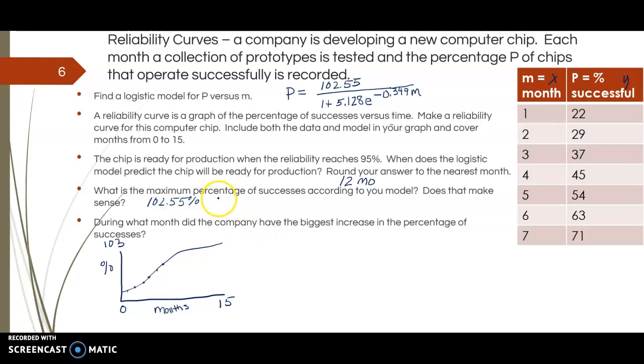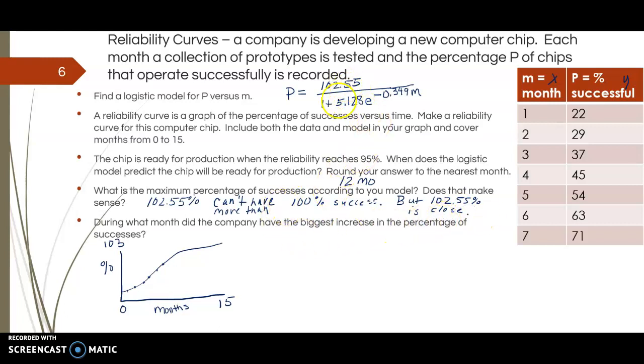And does that make sense? Not entirely. So we can't have more than 100% success. But it's close. So I feel like it's sort of like a rounding issue.